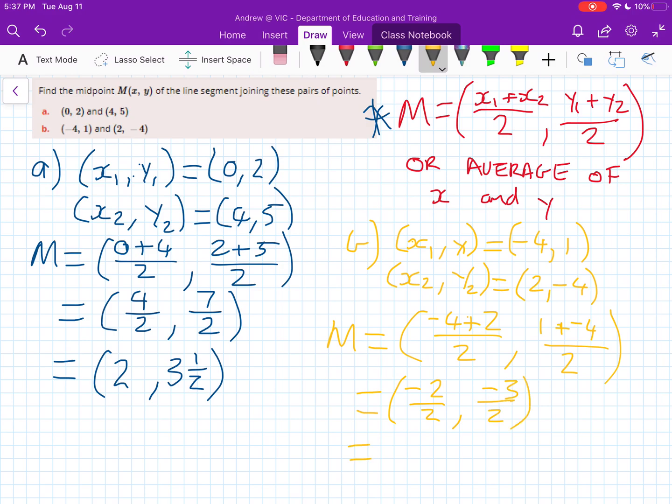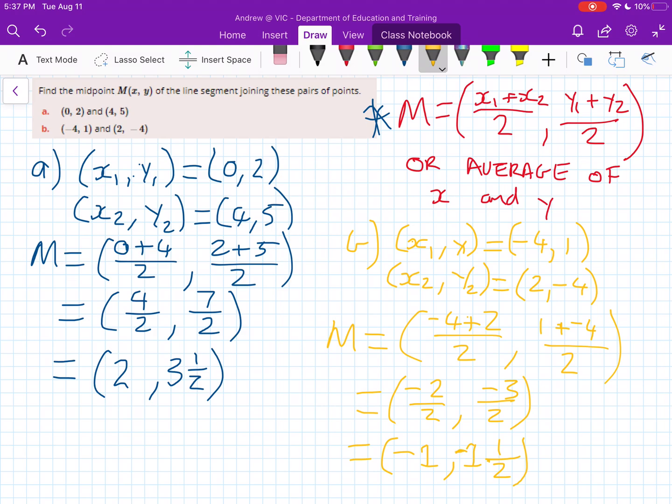Let's simplify this down a little bit. So negative 2 divided by 2 is negative 1. And then we've got negative 3 over 2, this will be negative 1 and a half. So you can write it as negative 1.5 or negative 1 and 1 over 2, either way.